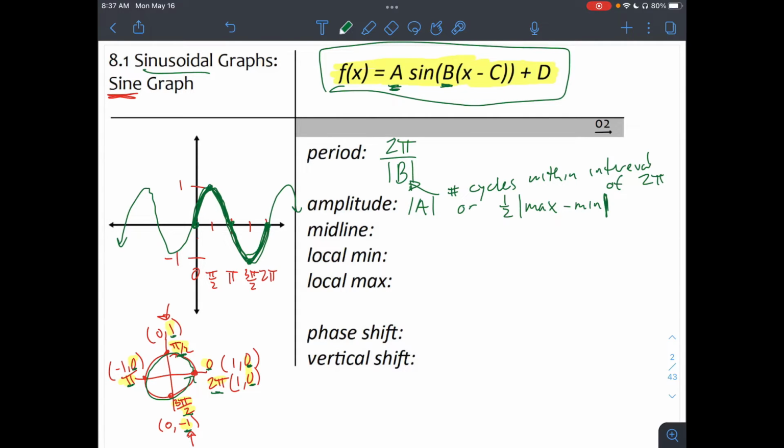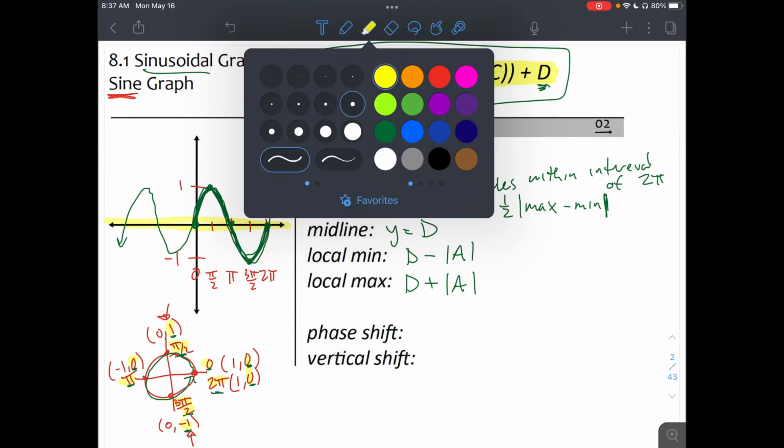Okay, so the midline is going to be the vertical shift. In a parent function, the midline starts at 0, but it's going to be whatever this vertical shift is to your graph, which is capital D. And then your local minimum and maximum: you take the midline D minus the amplitude to find your minimum, and you take the midline and add your amplitude to find the local maximum values. Okay, and this imaginary line right through the middle, that is your midline.